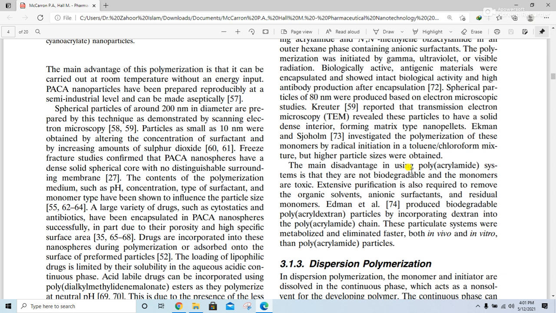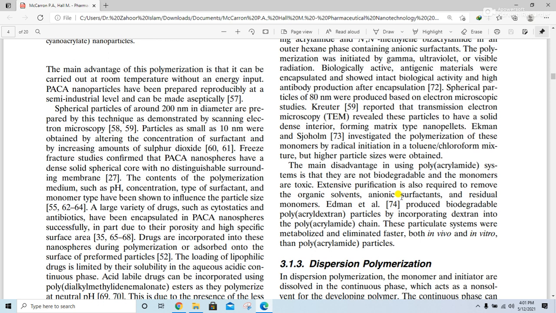The main disadvantages in using polyacrylamide systems are that they are not biodegradable and the monomers are toxic. Extensive purification is also required to remove the organic solvents, anionic surfactants, and residual monomers.